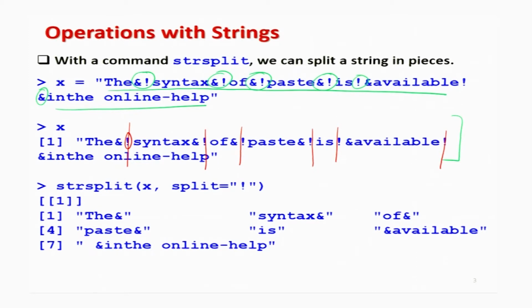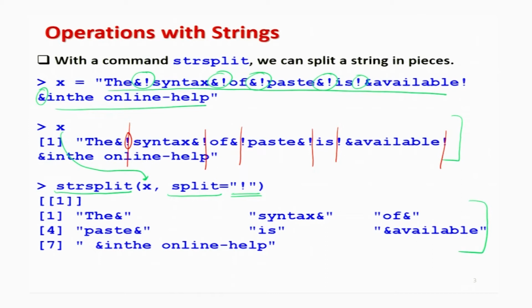Now how to get it done? This is very simple in R. You simply write strsplit, then write this expression here as I told you, and then use the option split equal to, and within double quotes give the character at which you want to split. You can see that as soon as you execute it, you will get this type of outcome.